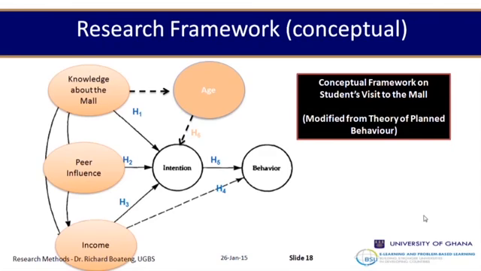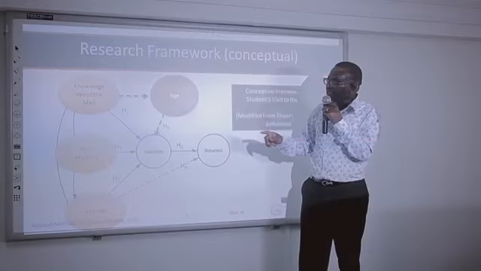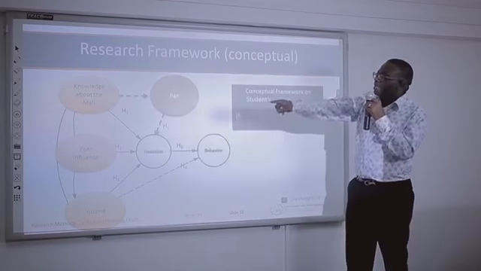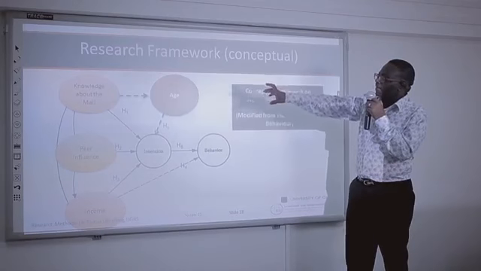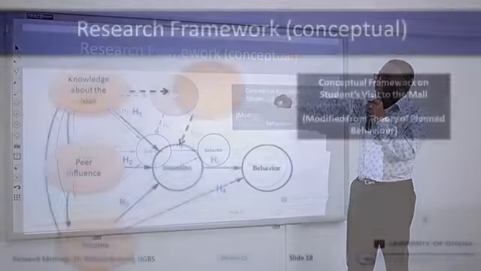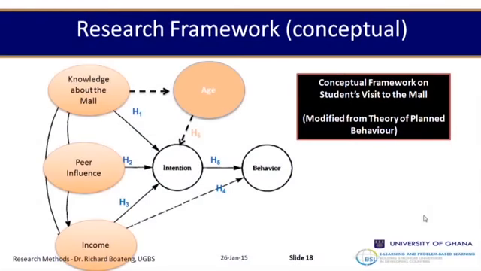So he said knowledge, peer influence, and income will inform what? Intention. But the ability to stay in the mall for a longer time will be informed by income. Somehow he's also arguing that the relationship of knowledge about the mall will be mediated by age. In fact, it's supposed to be moderated, if I'm right. So maybe it should come here. Whichever way, age can be a factor that can moderate the relationship between knowledge and intention.